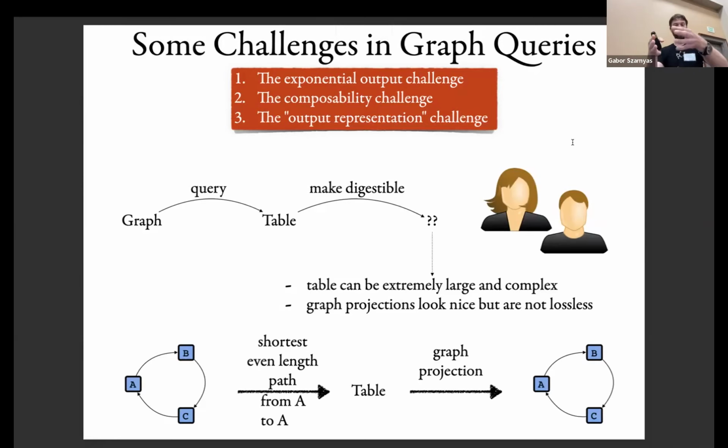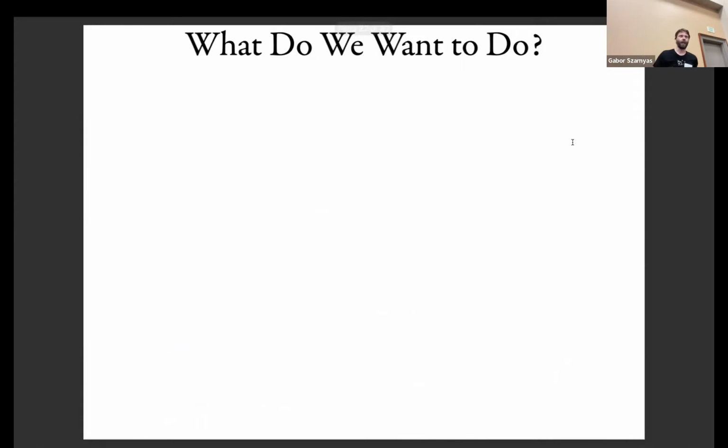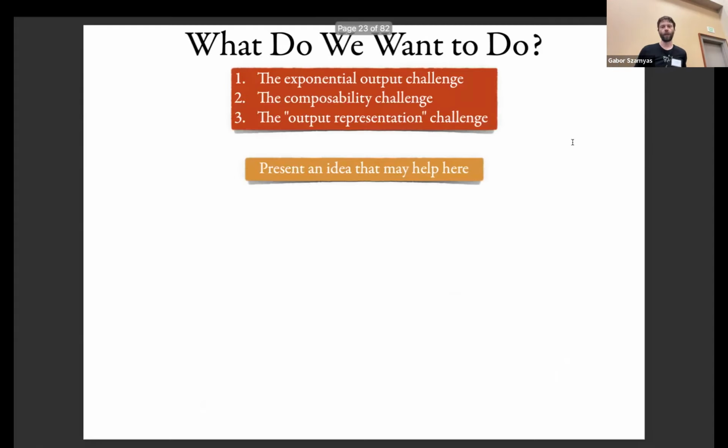If you would take this graph on the right straight as an input for another query, and now you ask, does this output of this previous query have a cycle of length 3? You would get yes, yeah? But you should get no, because in the first query you asked for all the even length paths, okay? Good, so these are a couple of challenges that I've seen when looking at all these specs from a high level. And now what do we want to do?